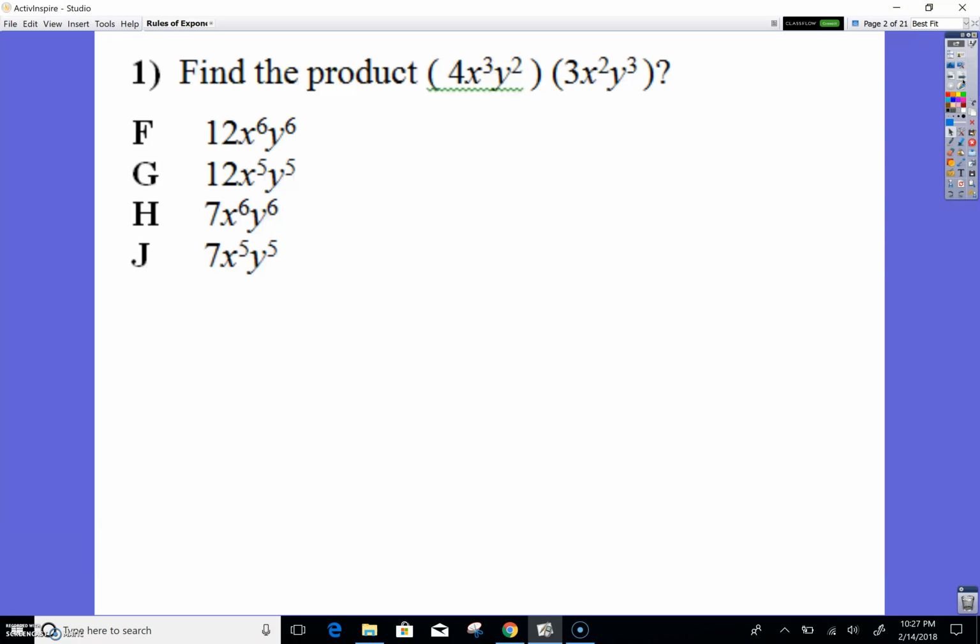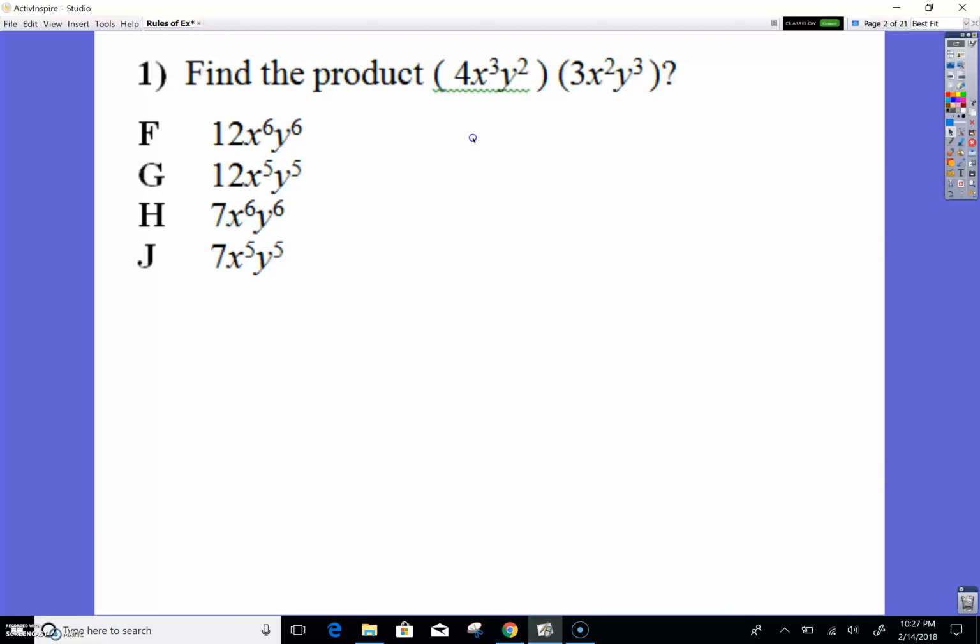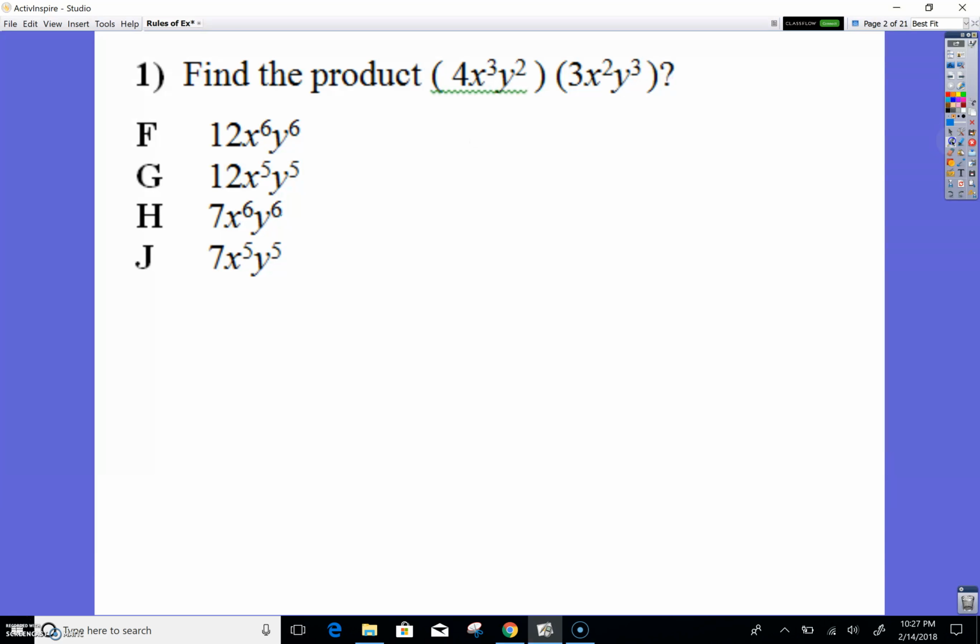Okay, find the product. That means we multiply, okay? So we're going to use the product rule here. Remember the coefficients, or the big numbers? We multiply like normal. So 4 times 3 is 12. So I'm doing that one and that one. Now I do the x, 3 and 2.